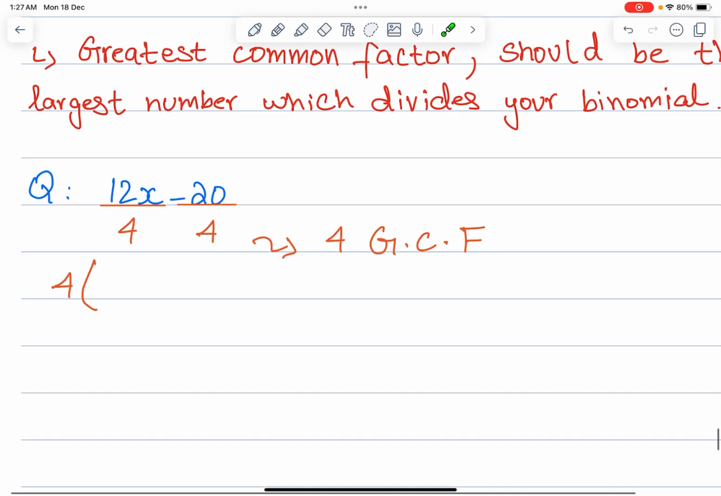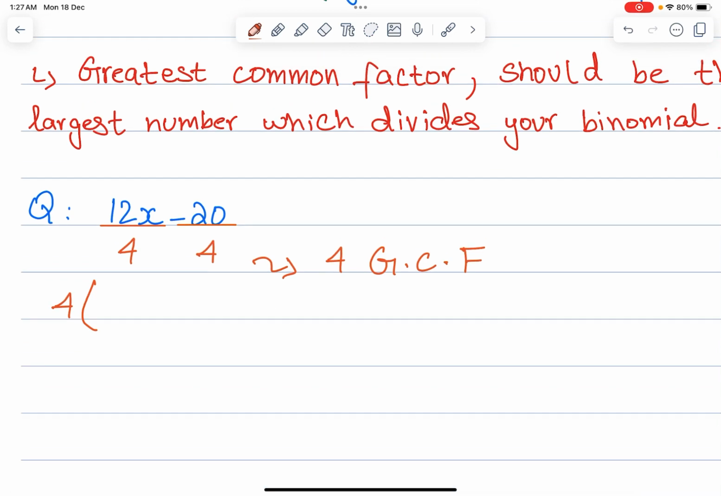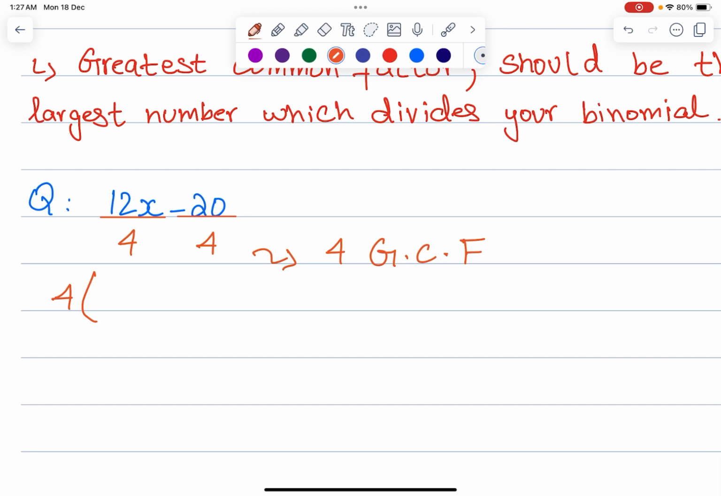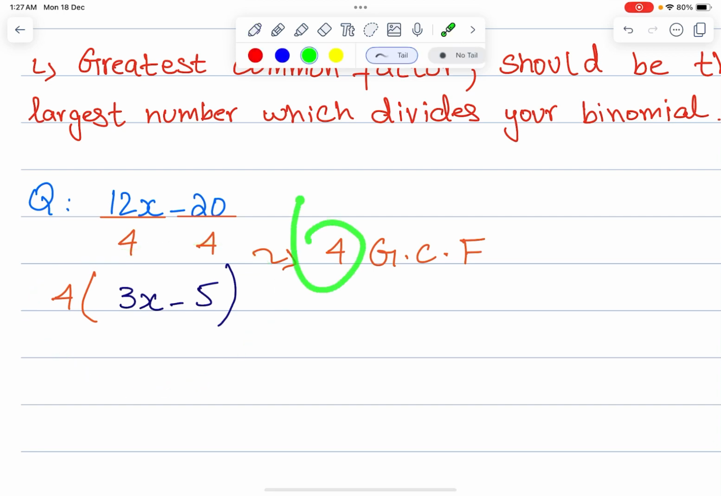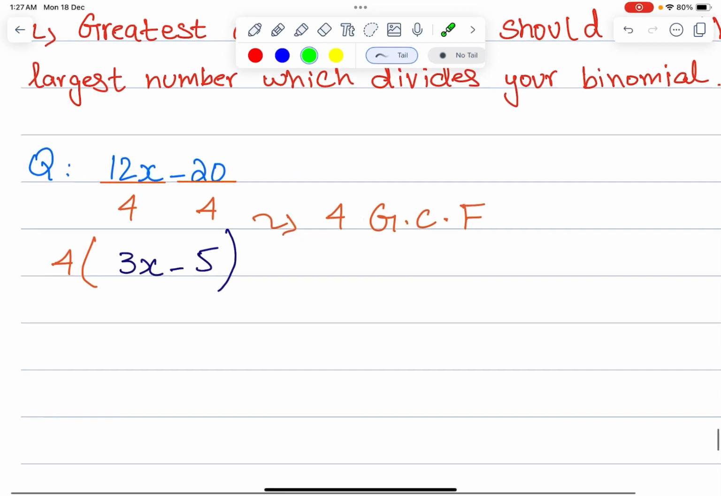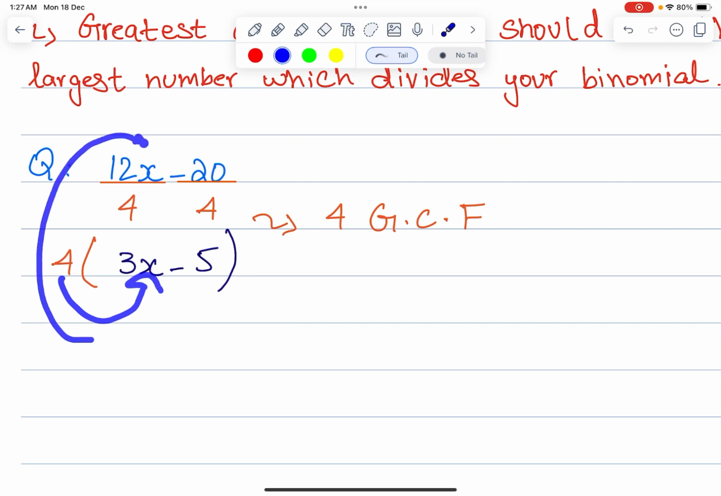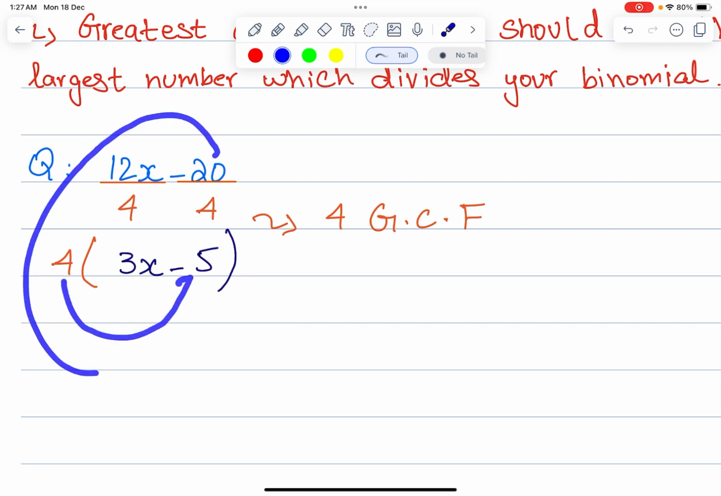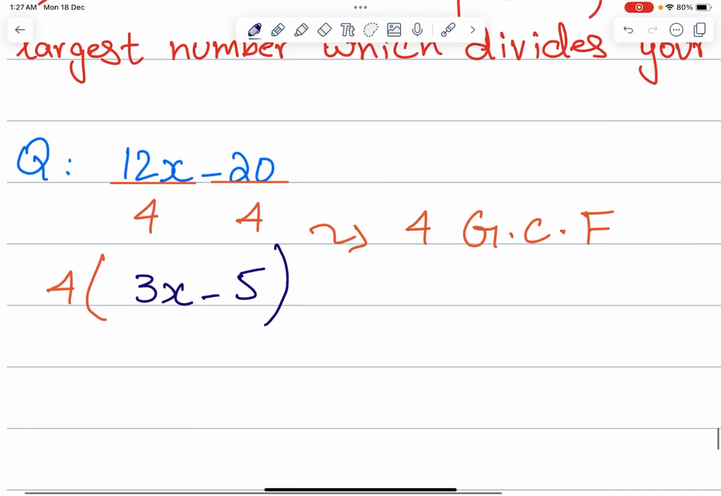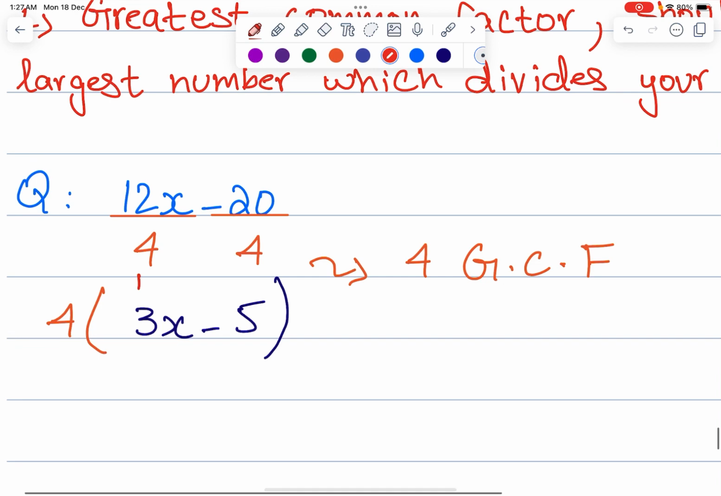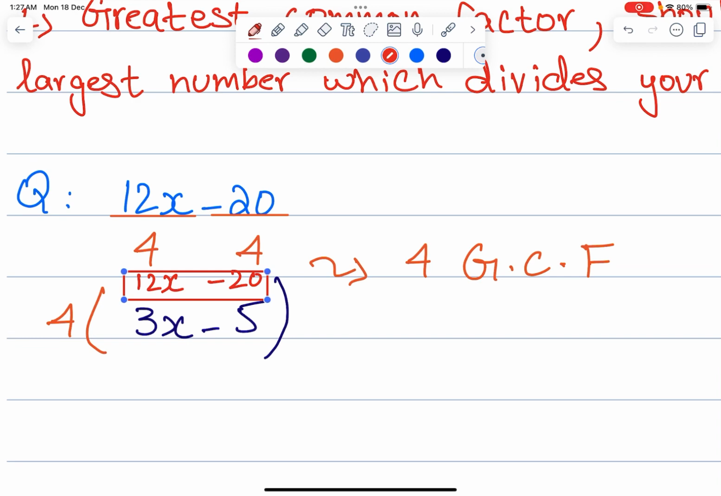the numbers you get when you divide 12x by 4 and negative 20 by 4. When you divide both of them by 4, we just figured out it is 3x minus 5. This is how you factor out your greatest common factor from a binomial. To check whether you have done it correctly, you multiply 4 by 3x, you get 12x. 4 multiplied by negative 5, you get negative 20. So you have done it correctly, and it is the same as the above expression.